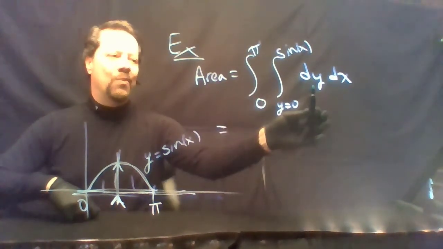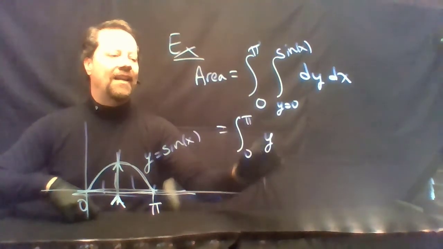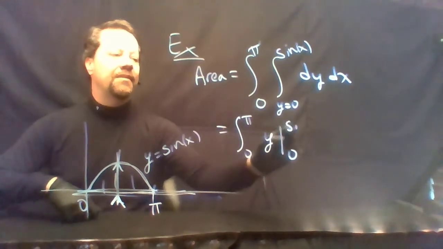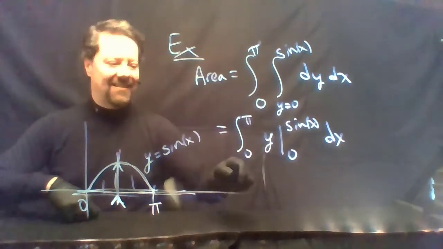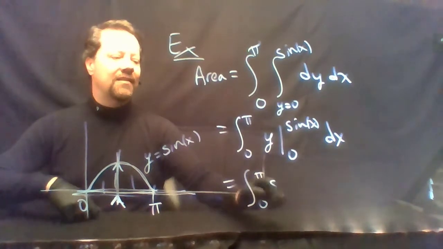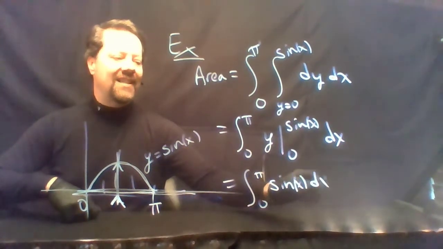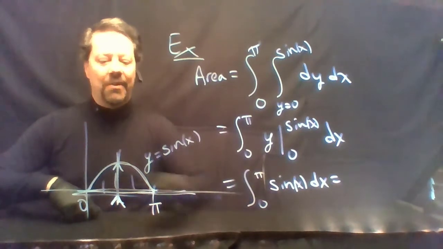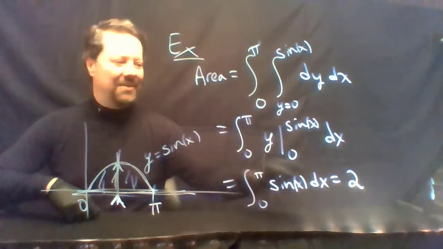Integrating with respect to y, we get the integral from 0 to pi of y evaluated from 0 to sine of x dx, which gives us the integral from 0 to pi of just sine of x minus 0 dx. We already know that that's one bump, and one bump gives you 2.